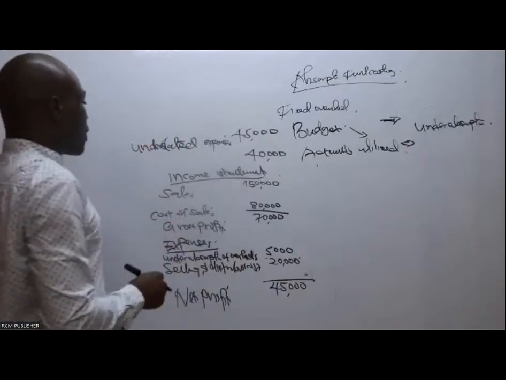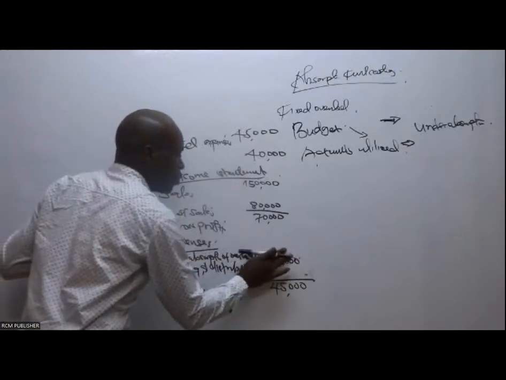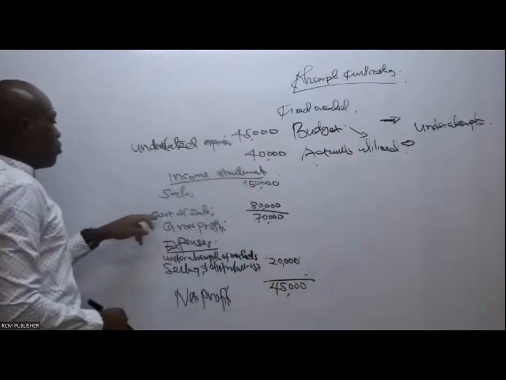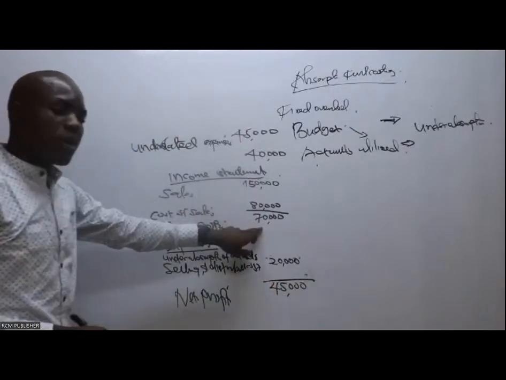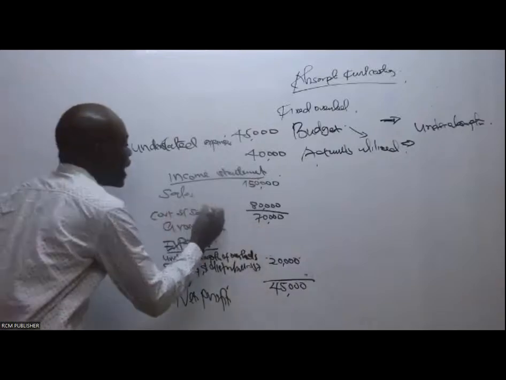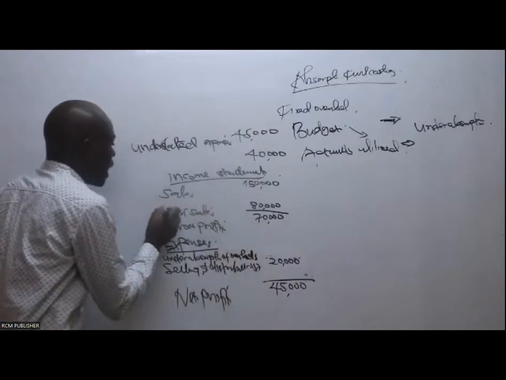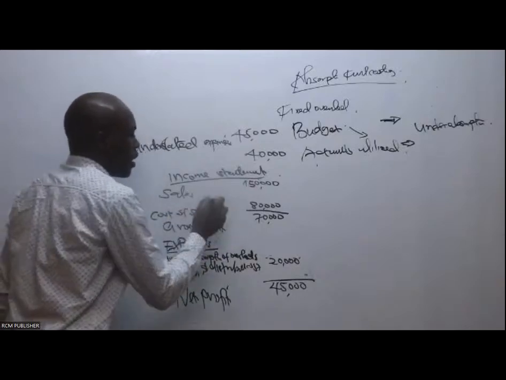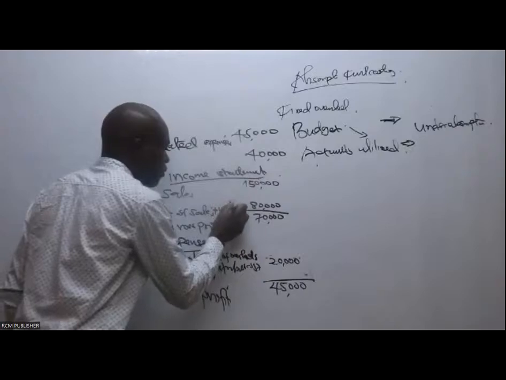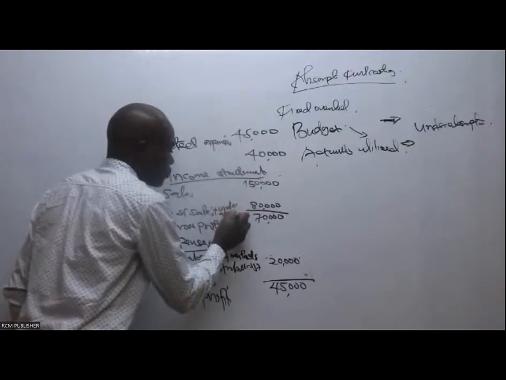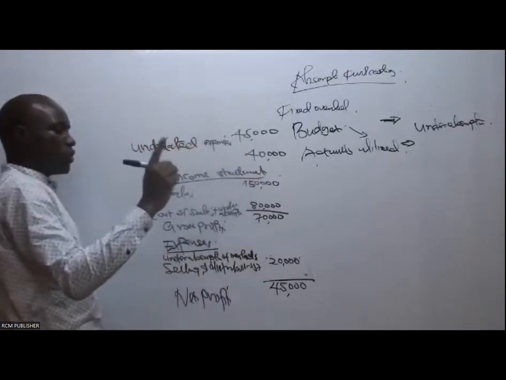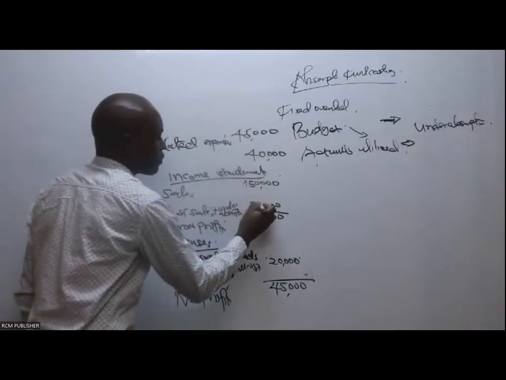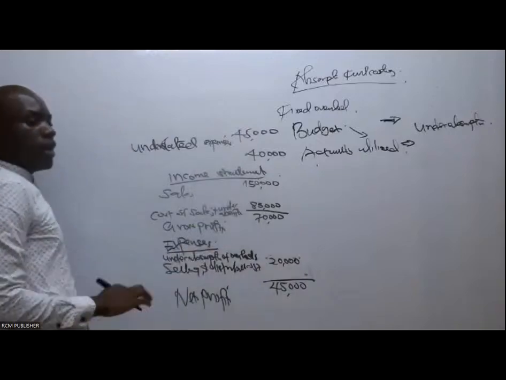Option two, I will not put it here. What will I do? Because cost of sales reduces my gross profit, I will come and add the under absorption to cost of sales. So if I add under absorption to the real cost of sales of 80,000, it will now be 85,000.